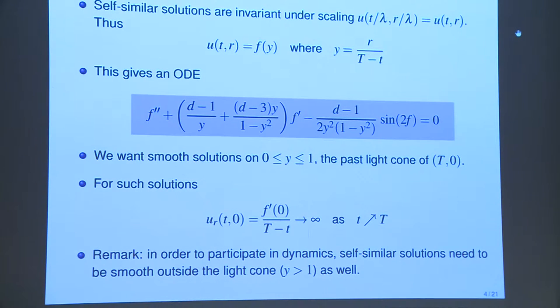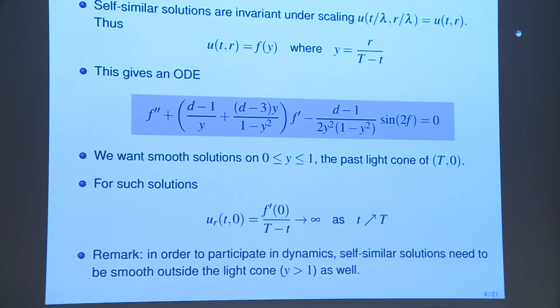And if we have a smooth solution of this equation on this interval, then this is an explicit example of singularity formation in finite time, because for such a solution, the gradient of the solution at the center blows up as 1 over capital T minus T as time goes to capital T.